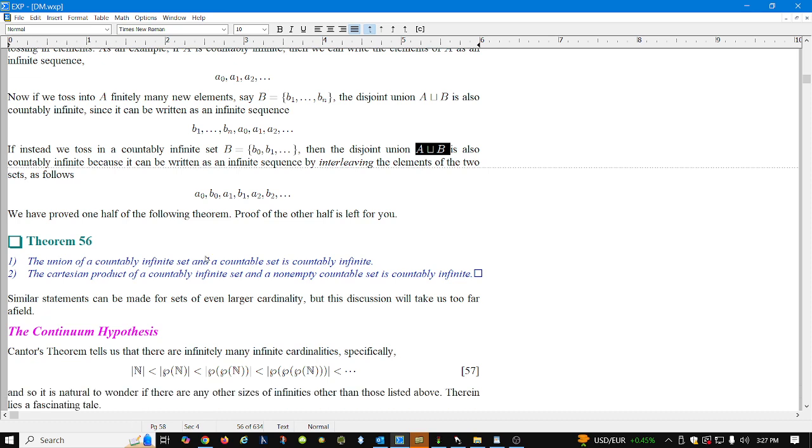We can make similar statements for sets of larger cardinality than the countably infinite sets. But, you know, this isn't a class in set theory, although it may seem like it at the moment. So I don't want to get into that discussion. Okay. I'm hoping to kind of wrap up our discussion of cardinality in this video, if I can, so we can move on to other things.